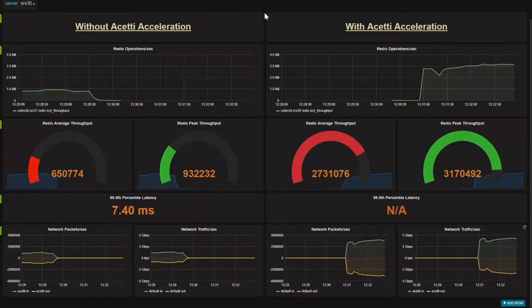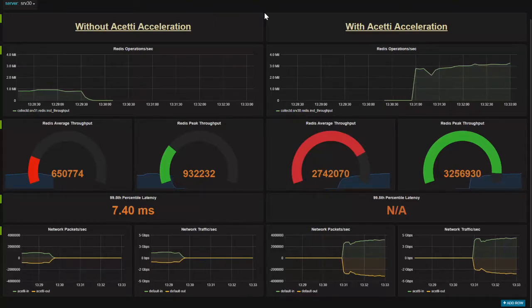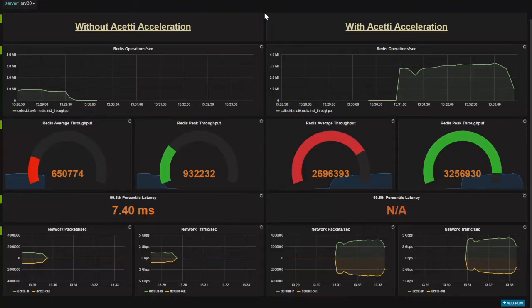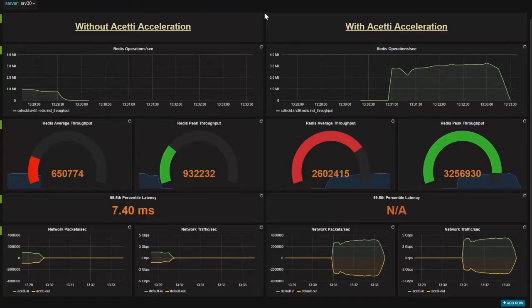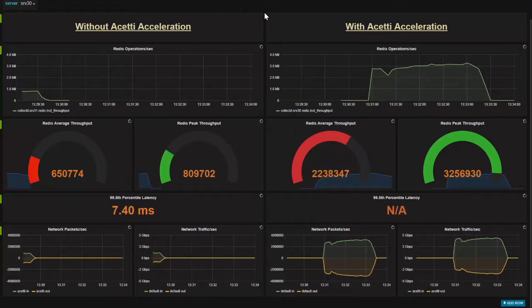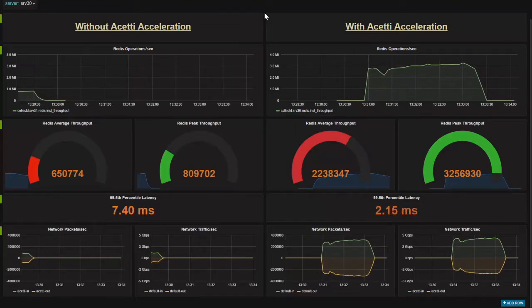As you would expect, network traffic is similarly higher, roughly 4.5 gigabits per second with Acetti versus 1.5 gigabits without Acetti. Packets per second is also more than 3 times higher, and we see the throughput values continuing to rise a bit. Lastly, we see that the 99.5 percentile value has decreased to 2.15 milliseconds.